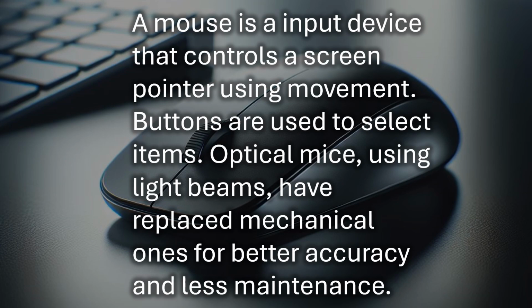A mouse is an input device that controls a screen pointer using movement. Buttons are used to select items. Optical mice, using light beams, have replaced mechanical ones for better accuracy and less maintenance.